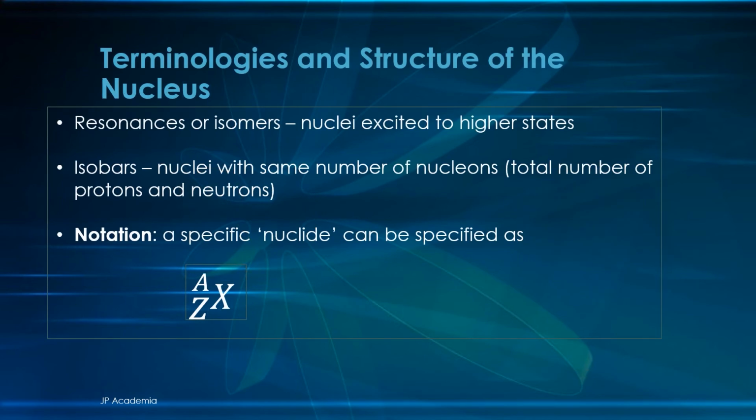Nuclei can also be excited to higher states, keeping the number of protons and neutrons constant. These are called resonances or isomers. Nuclei with the same number of nucleons, on the other hand, which refers to the total number of protons and neutrons, are called your isobars.